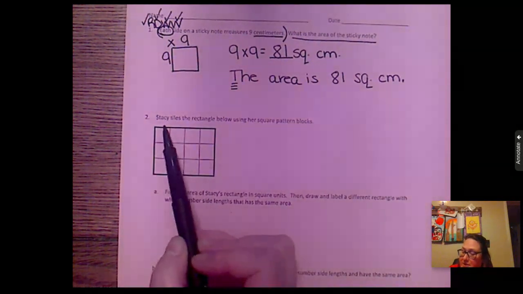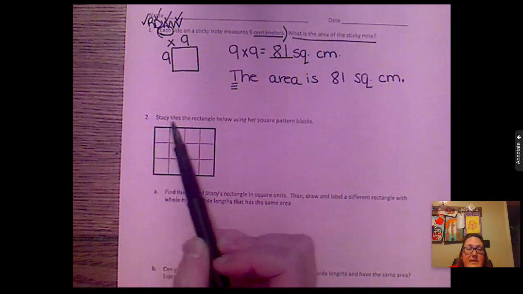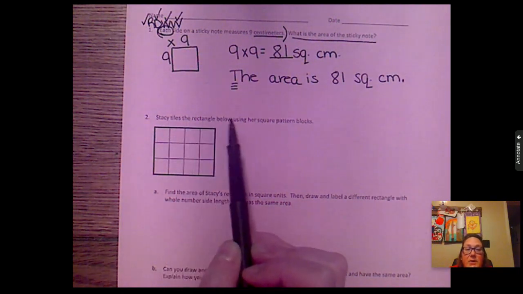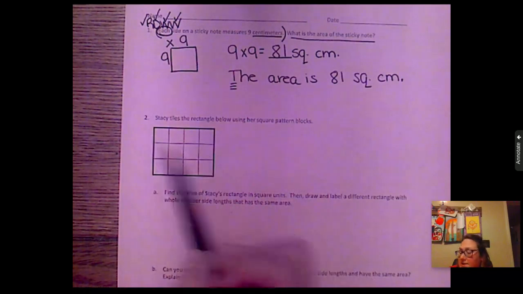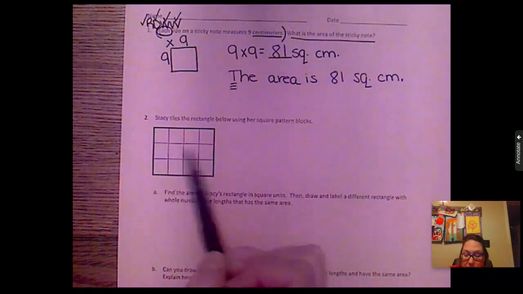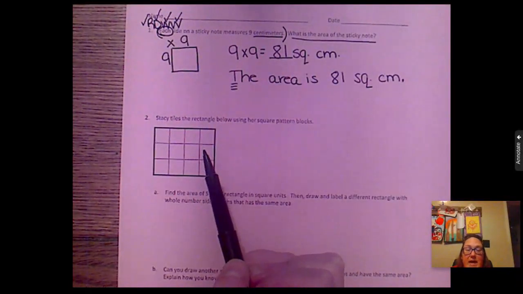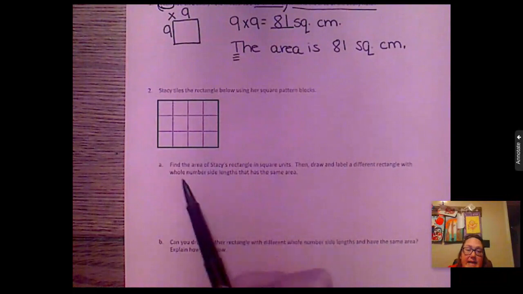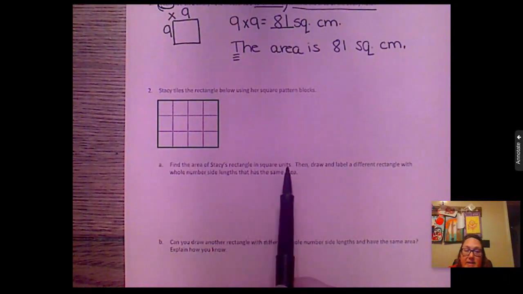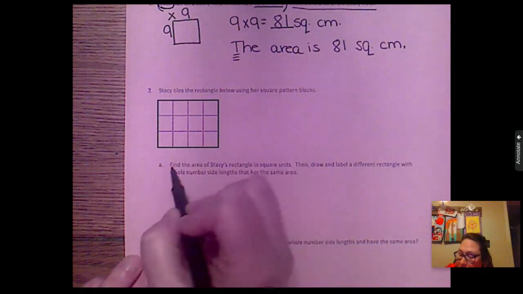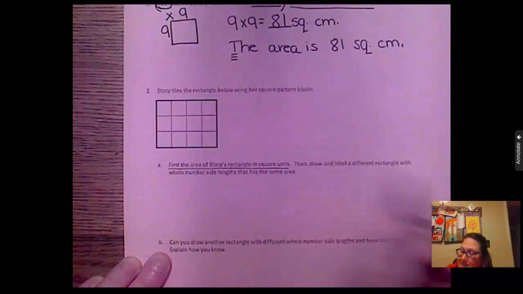Put your finger or your pencil on Stacy and read this with me, please. Okay, this says Stacy tiles the rectangle below using her square pattern blocks. So here's her rectangle, and it's shown tiled, so it already has the squares built right into it, and these are her square pattern blocks. And if I look at A, it says to find the area of Stacy's rectangle in square units. So that's kind of like the task, right? So I want to find the area of Stacy's rectangle in square units.